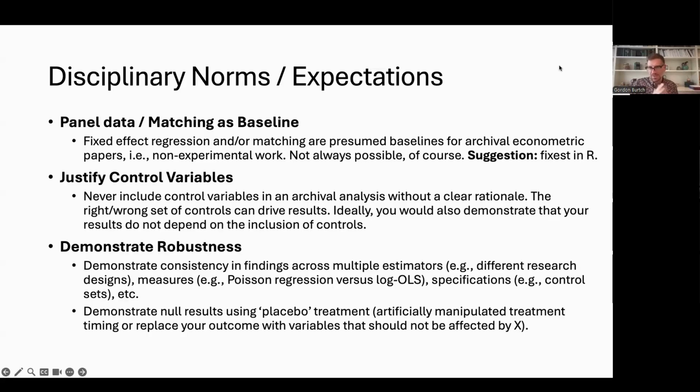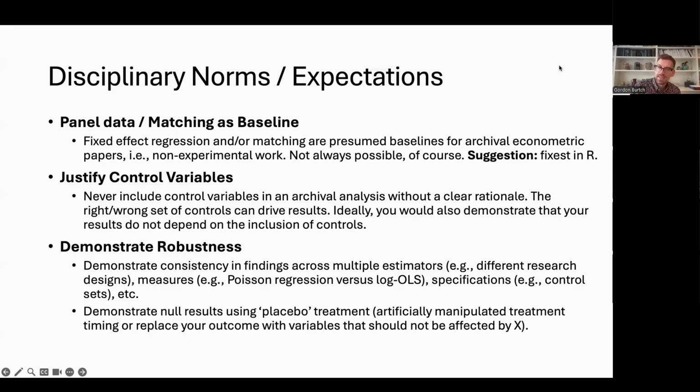I'll immediately ask, show me how sensitive is your result to dropping and including different controls. It shouldn't be bouncing around like crazy unless there's a really good reason for having that control there. Like, oh, we need to condition on this, otherwise it would be a confounder. And here's why it would be a confounder. So justify your control variables.